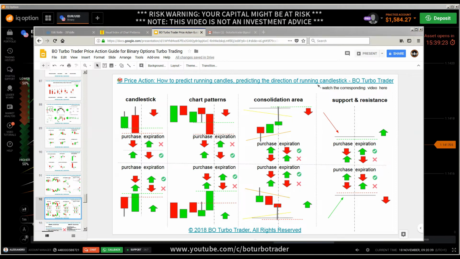And in confluence with the entry point, the prediction of the direction of the running candlestick, yes, is what the candlestick is doing in the purchase time, and what the candle is doing then, to expect in the expiration time. That is a crucial part to get most of your trades in the money.